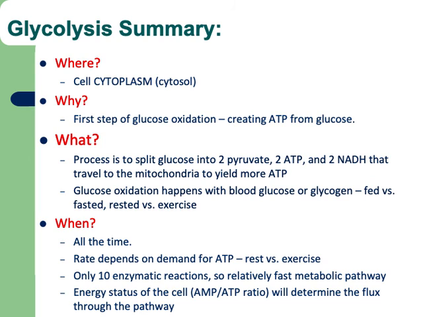Right here it says 10 because you could count the transformation, the isomerase reaction, as a step, but we don't count that. So you can correct that in your slides that there's 9 enzymatic reactions. So it's a relatively fast metabolic pathway. As well, the energy status of the cell, the AMP/ATP ratio, will determine the flux through the pathway.